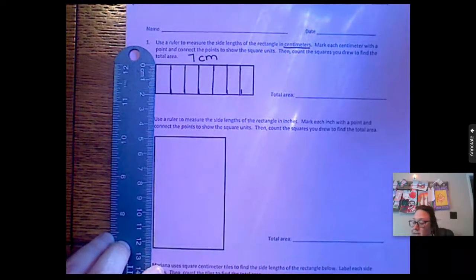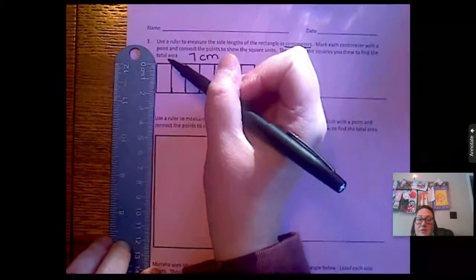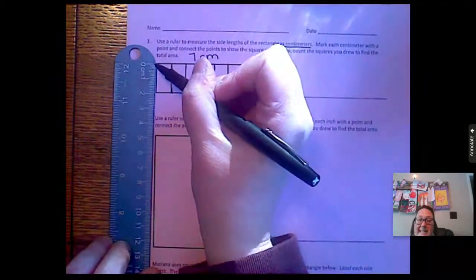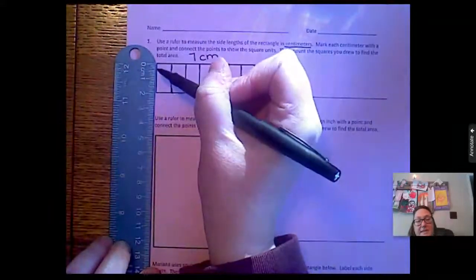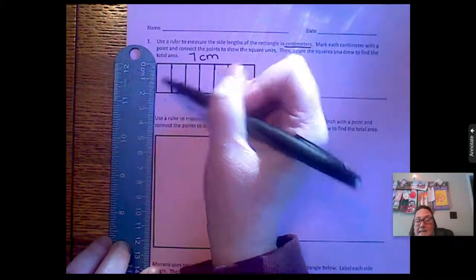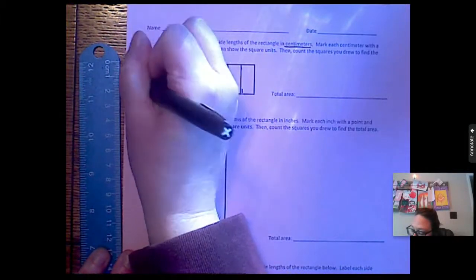Okay, so if you're ready to measure this other side, we're going to turn our ruler the other way. We want to line this top left corner up with our 0 and then measure. How many centimeters long is this side? It's 2. So we can put 2 centimeters right on the side there.